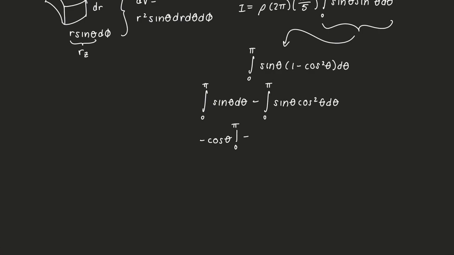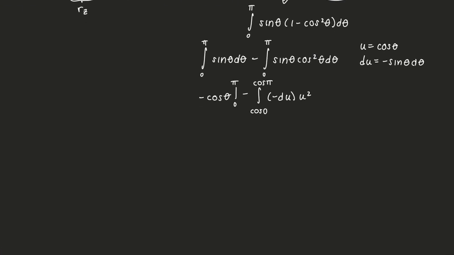And now this is where we're going to do our u sub. So we're going to let u be equal to cosine theta. And that means that our du is going to be negative sine theta. And so we're going to come in here and replace that. We sub in our bounds, cosine 0, cosine pi. And our sine theta is actually going to become a negative du, because we have a sine theta and our du is negative. And then our cosine squared becomes u squared. And now we're set to integrate this.